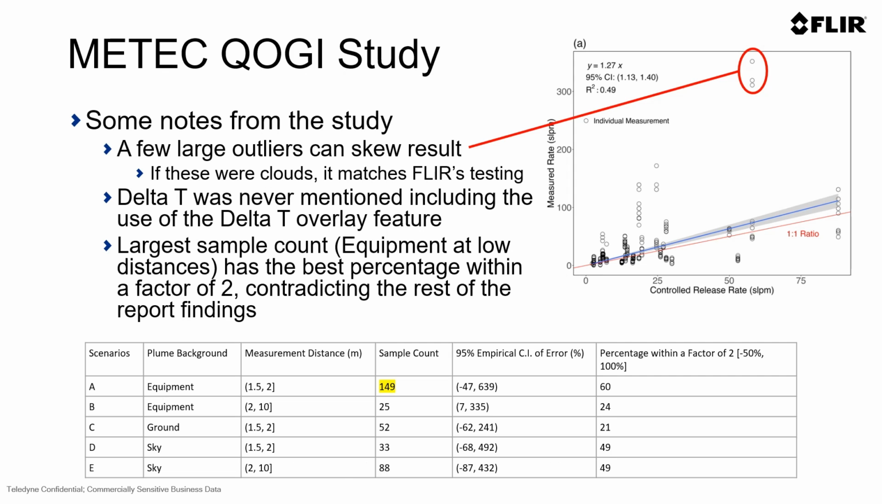And as we looked at some of the results when they used equipment, that had the largest sample count of 149 and the best percentage within a factor of 2. This contradicts their statement that equipment would have the highest error or the worst results in accuracy, but also confirms previous studies like the Alberta Methane Field Challenge and FLIR study at METEC, in which the higher sample count that you have or the more readings that you get, the better the results.